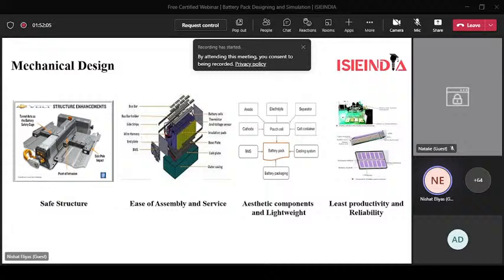There must be such a material use. We have to choose a material which is lighter in weight, which costs less, and is much more reliable as well.